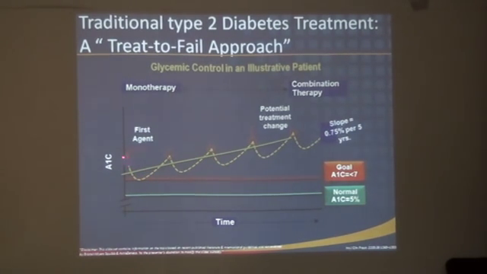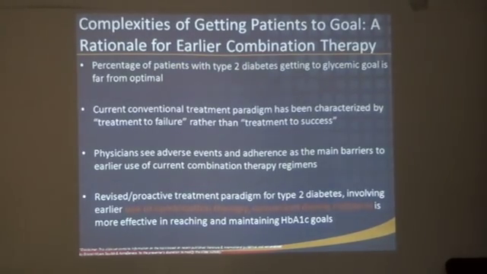So nowadays, what are we doing? We want to keep it down there. This is not possible with a single drug. Remember that. The majority of the time, we need a combination, at least 2 drugs, to bring it down and keep it there. And when we add drugs, as soon as it goes beyond maybe 7.2, 7.3, we try to keep it all down at 7. So the complexity of getting patients to goal, as the rationale for earlier combination mentioned, is that the percentage of patients with type 2 diabetes getting to goal is far from optimal.